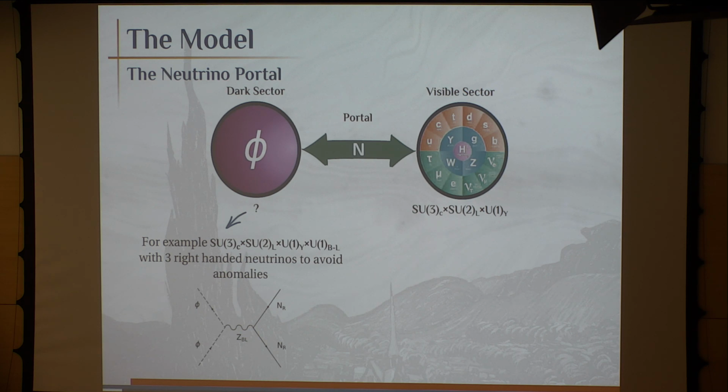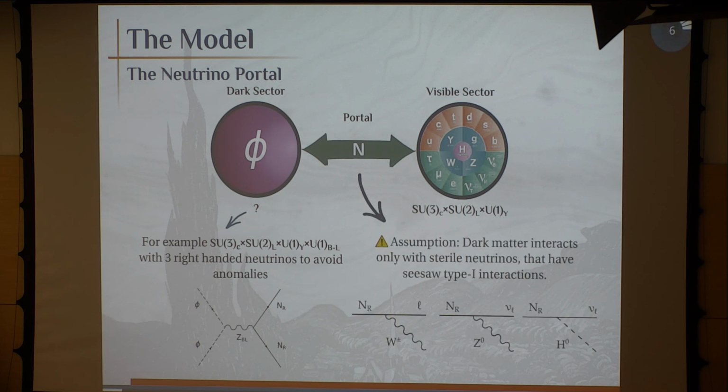We're not concerned about which model in particular, but the assumption of the dark sector communicating with the visible sector through these right-handed neutrinos. We're also going to assume that these right-handed neutrinos connect with the visible sector through type-1 seesaw interactions, meaning these particles oscillate into active states that later have weak interactions and then decay into leptons, basically charged or neutral leptons.